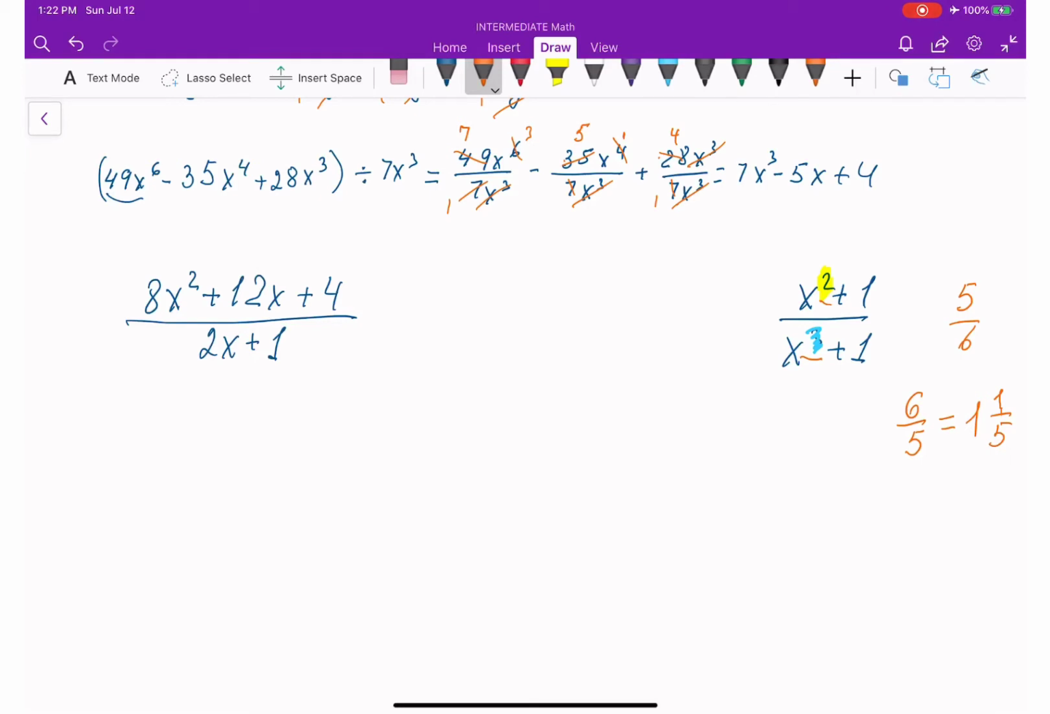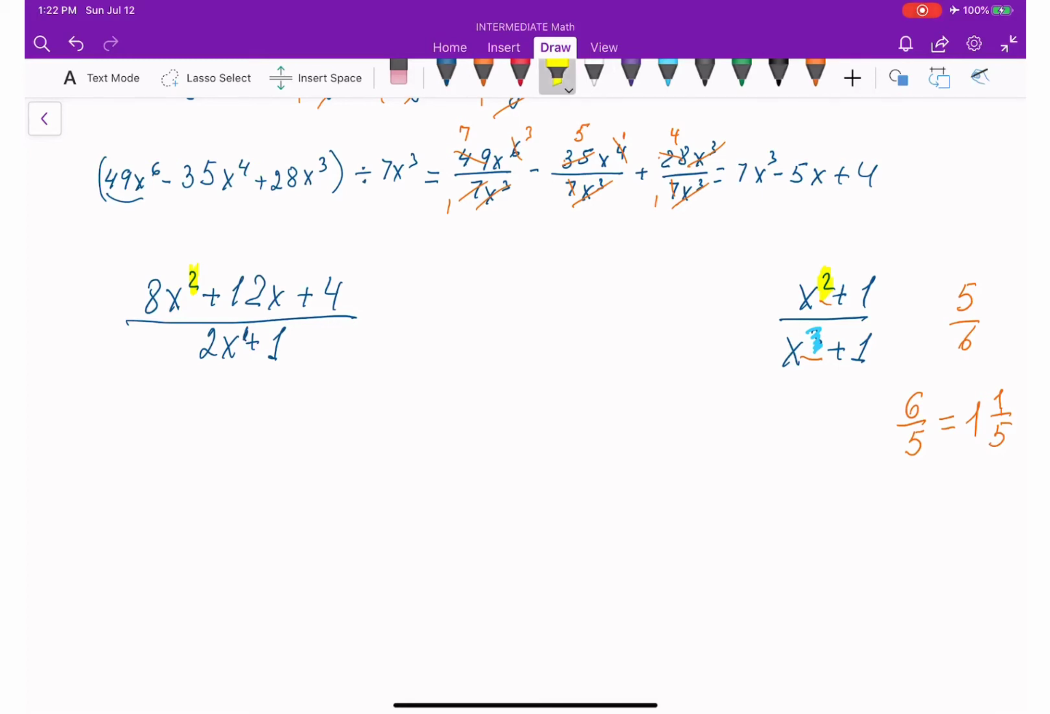So let's look here. In the numerator 8x squared, for this polynomial, remember we learned already about degree, so the highest degree is 2. In the denominator, the highest degree is 1.